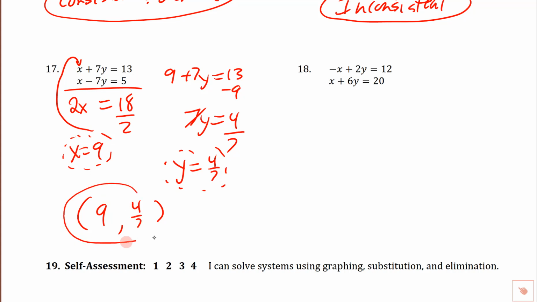And if you wanted to double check that on your calculator, you certainly could. In fact, maybe we'll do that in just a second. If you've got time on a test, certainly wouldn't be a bad idea to grab that calculator and double check. This one right here, also set up for elimination.